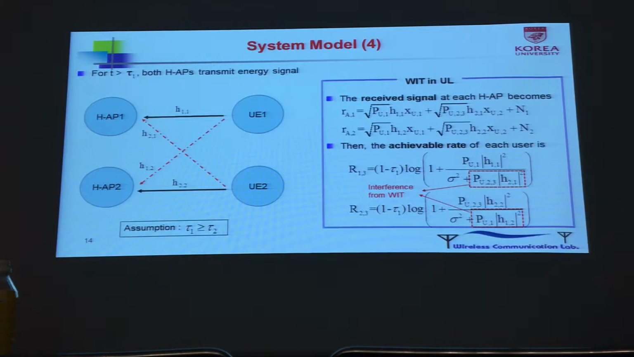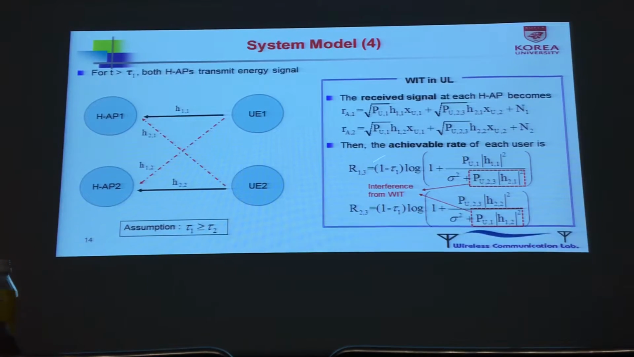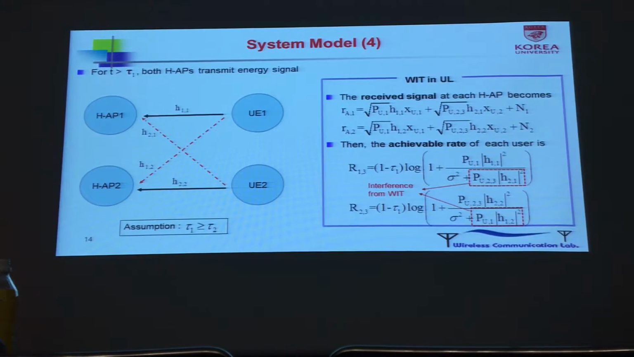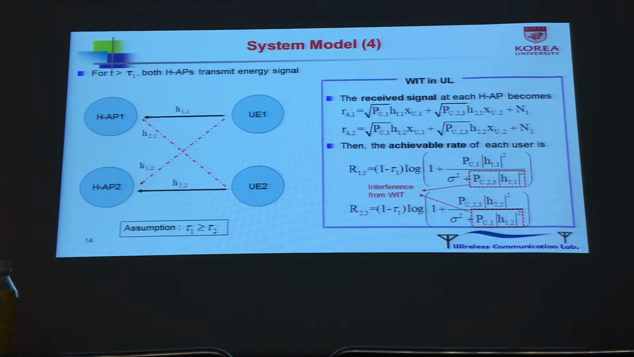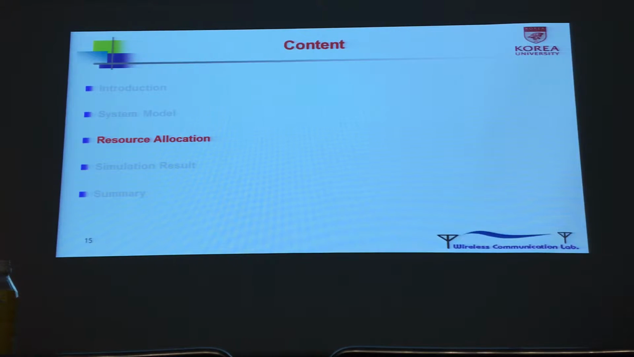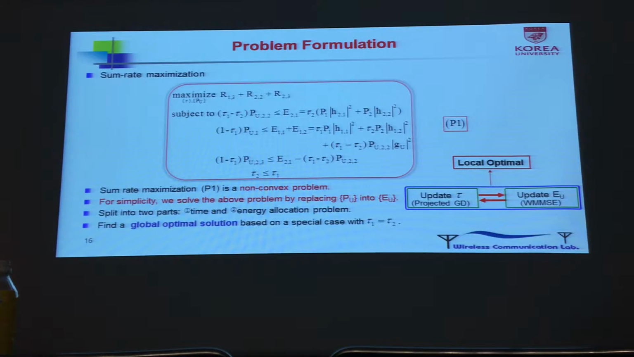Processing the communication system, and because this transmits the signal conveying its own data, this cross path will act as an interference signal, and the corresponding receive signal and the keyboard rate is shown here. So now I will show you the results, how to allocate the power and time.